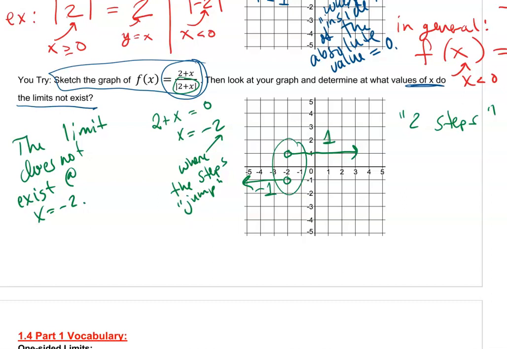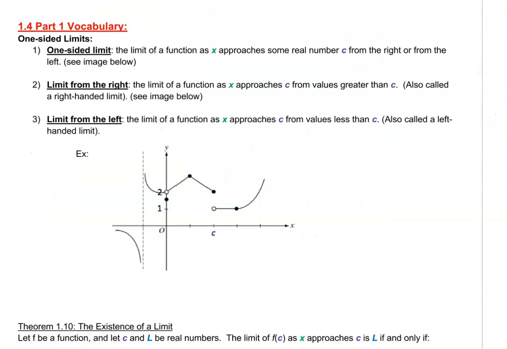So this one, the step jumps at the value of -2 on the x-axis. That's also the value of x where the limit wouldn't exist, because now the left side is not equaling the right side. Okay, so now that we've taken a look at some unique functions, let's jump into the first part of our vocabulary for section 1.4.